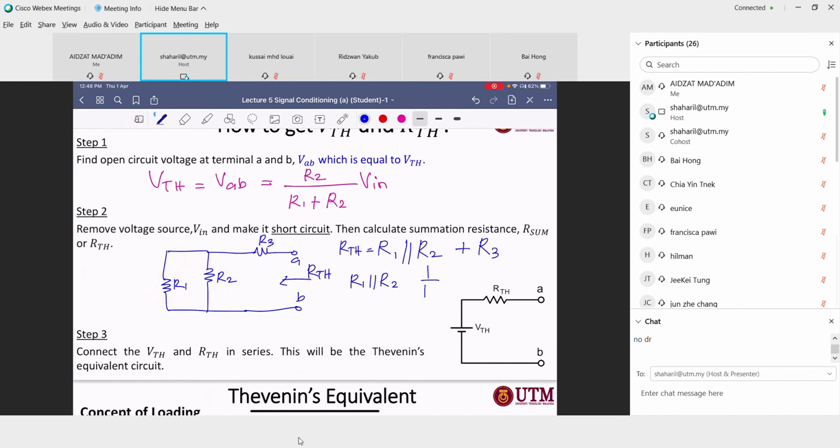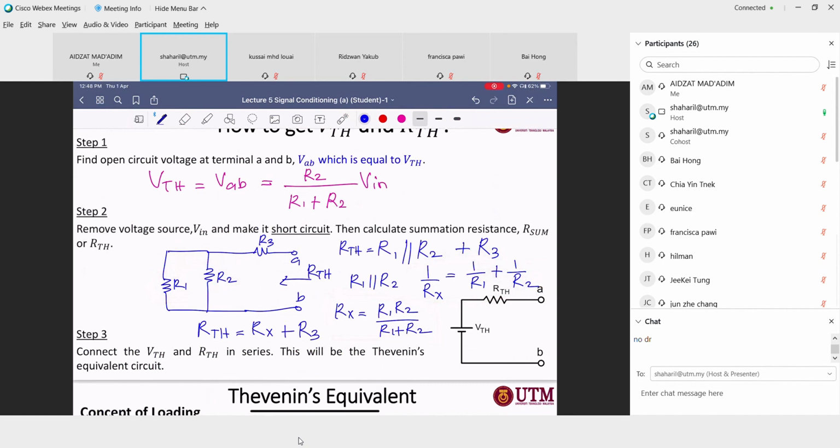Let's say I have Rx as a symbol: 1 over Rx equals 1 over R1 plus 1 over R2. Then you can find Rx is equal to R2 times R1 divided by R1 plus R2. I just make it simple. Rx goes up, R1 times R2, and then both go down. That's how I got this. And the final one you will get is RTH equal to Rx plus R3.